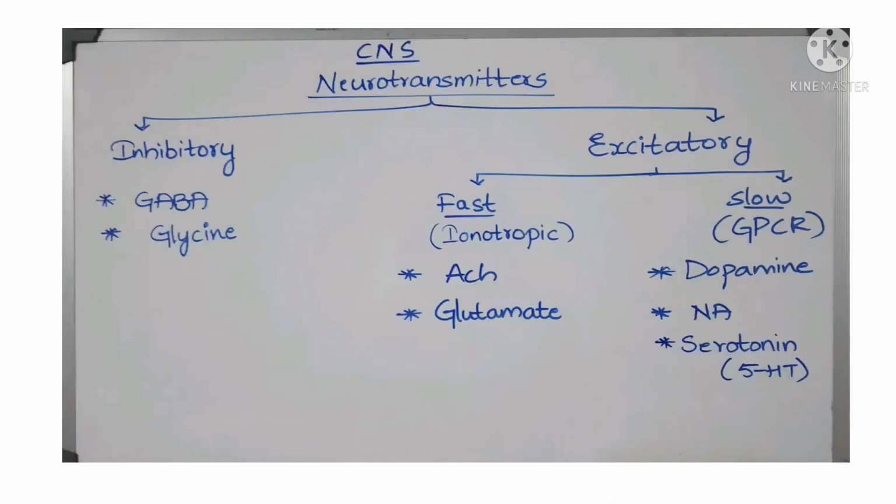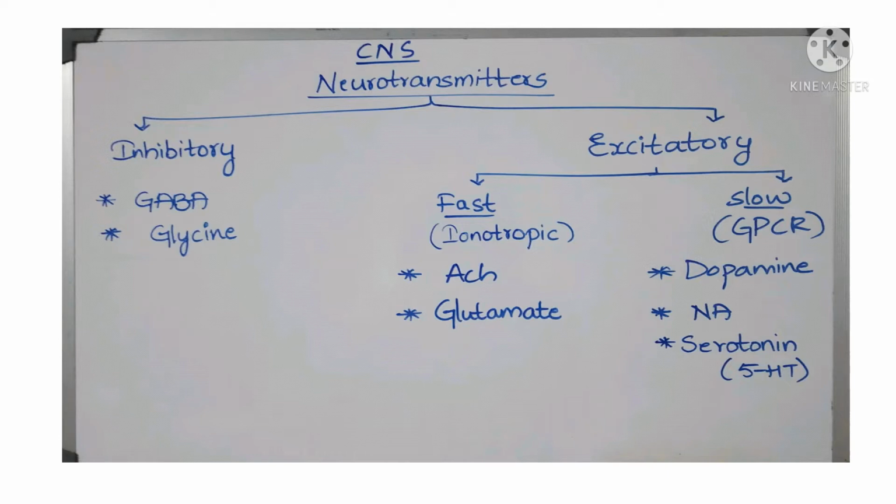There are two types of neurotransmitters, inhibitory and excitatory. The inhibitory ones are GABA and glycine, whereas under excitatory we have fast and slow. Under fast we have acetylcholine and glutamate, and under slow we have dopamine, norepinephrine, and serotonin. In this classification, acetylcholine and noradrenaline come under both the central nervous system and the peripheral nervous system. Acetylcholine and glutamate receptors are ionotropic, whereas dopamine, norepinephrine, and serotonin receptors are G-protein coupled receptors.